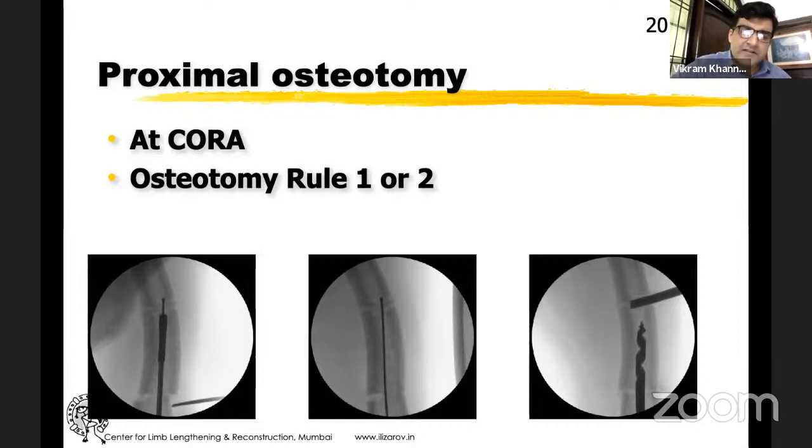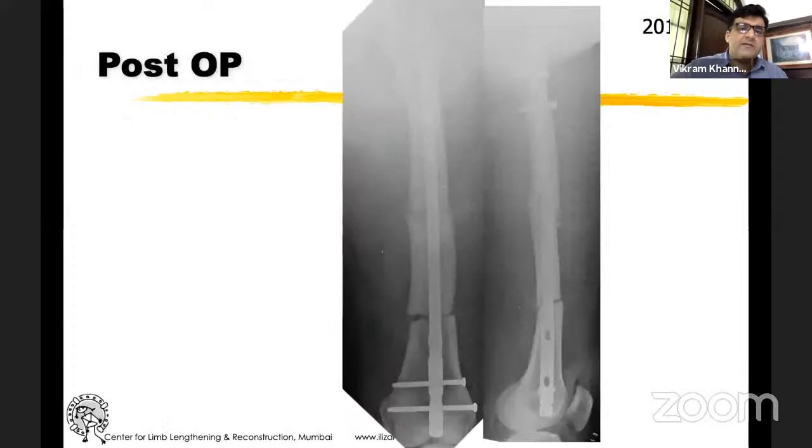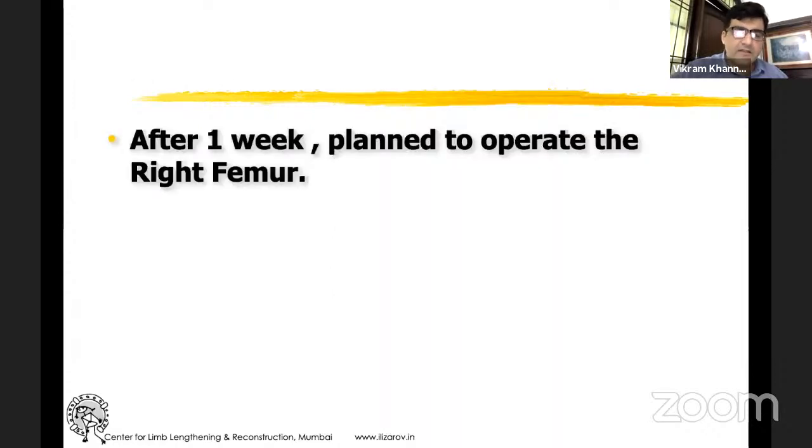Again, the straight reamer was passed in and angulated to correct the deformity. And then after that, the guide wire was passed, and sequential reaming was done. And at all times, the osteotomy was reduced by angulation so that the deformity and the alignment were corrected. Then this was followed by the insertion of the nail. This is the immediate post-op X-ray showing the nail in situ and the deformity correction.